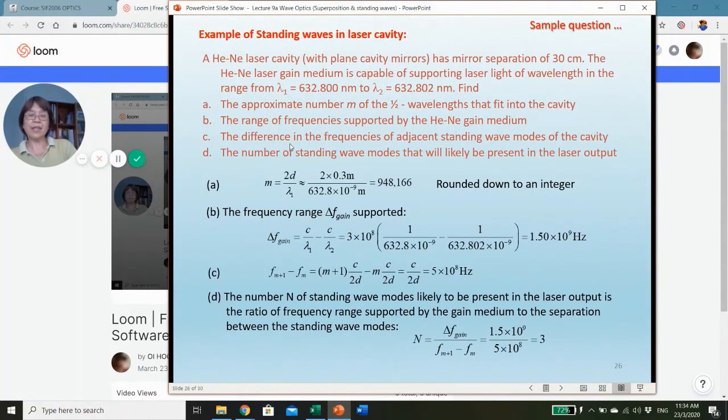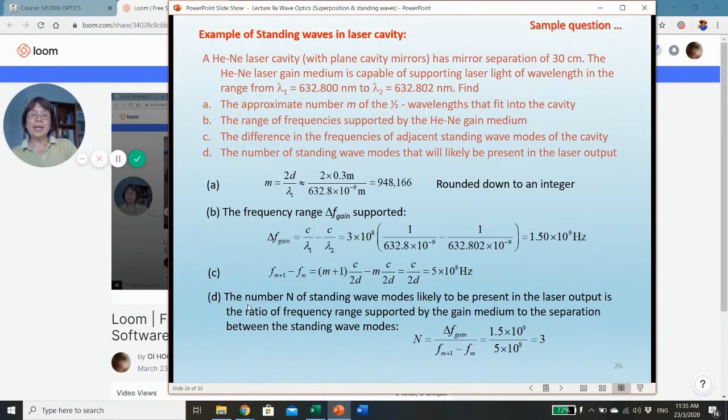Then we have another question: the difference in frequency of adjacent standing wave modes. So we take the frequency for the (m+1)th mode minus the frequency for the mth mode. That will equal just c over 2d, which is 5 times 10 to the 8 hertz.